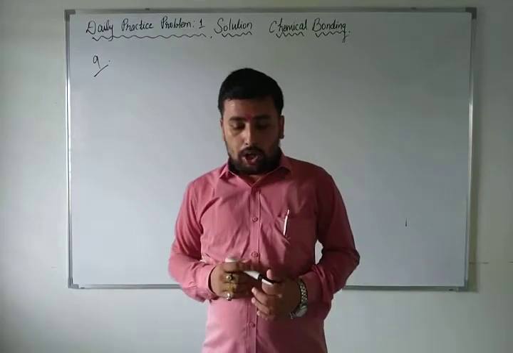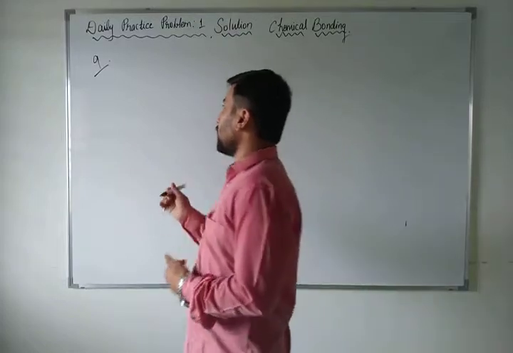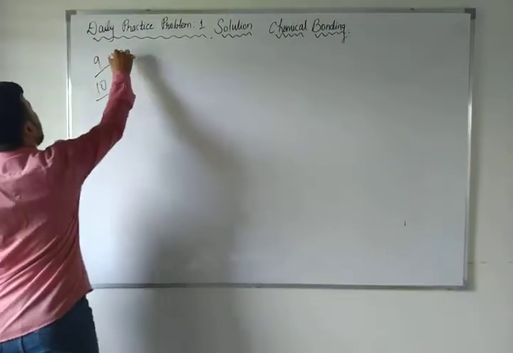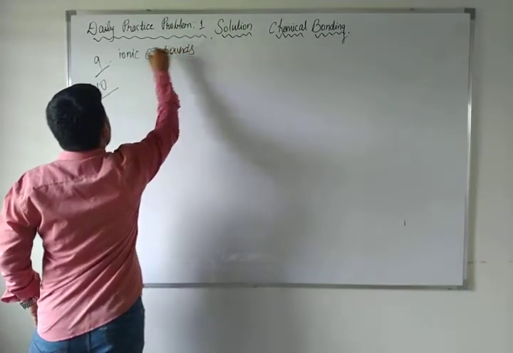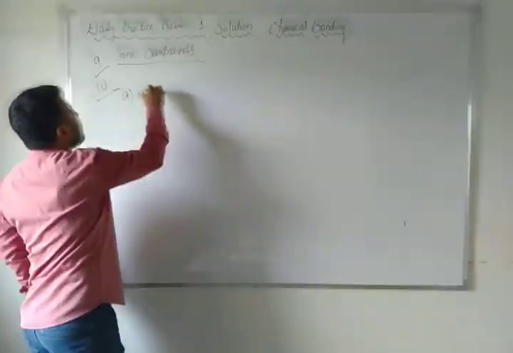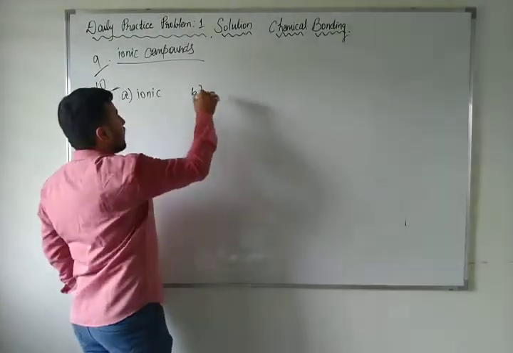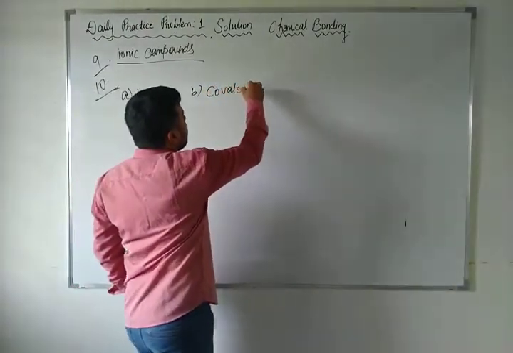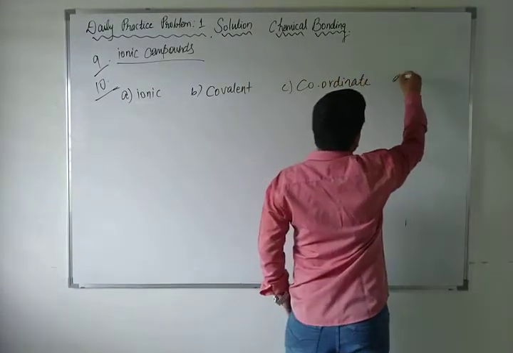10th one, a bond formed between two like atoms cannot be. That was the ionic compound characteristics in the 9th question. So all the answers are right, as I already have explained to you. Now in the 10th, the question is, a bond formed between two like atoms cannot be ionic, covalent, coordinate and metallic.